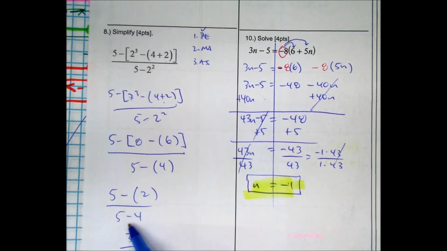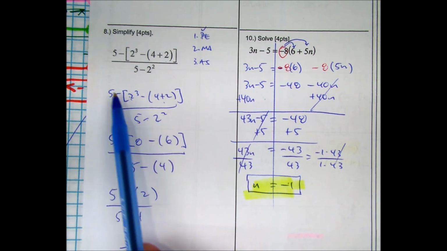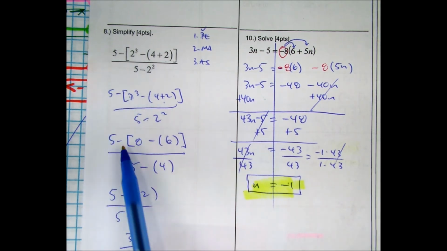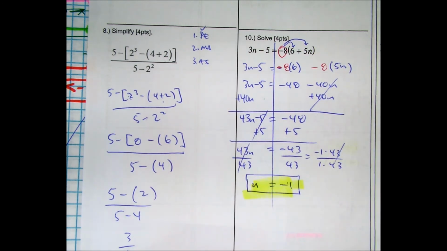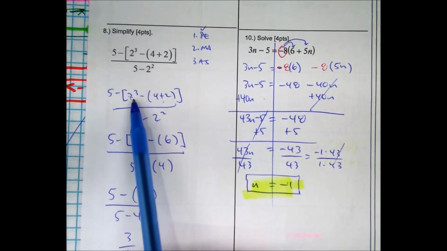5 minus 4 is 1. This reads 5 minus this number, which is 2. A lot of students would forget the negative sign. If you did something correct in there, 2 points. If you're almost down to the bottom, 3 points. Common mistake is probably just forgetting this one and then that negative sign.